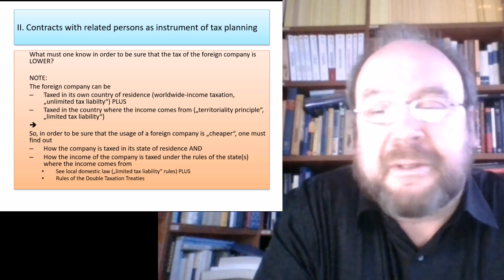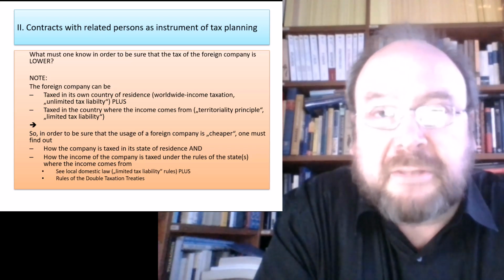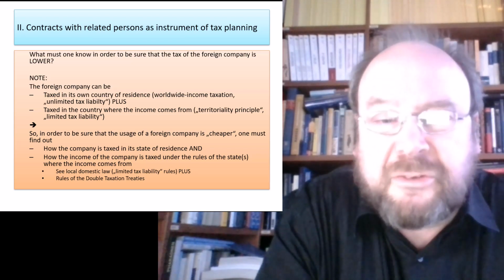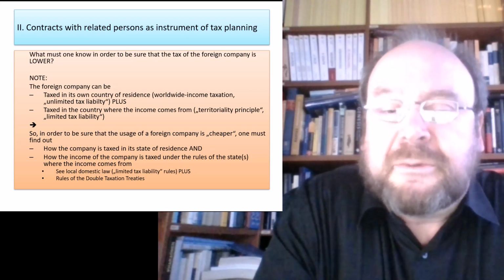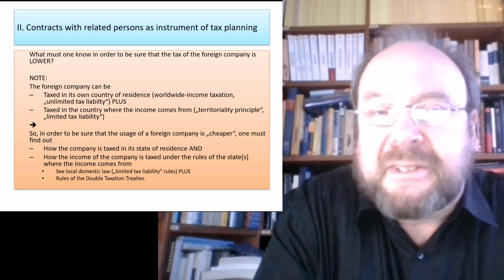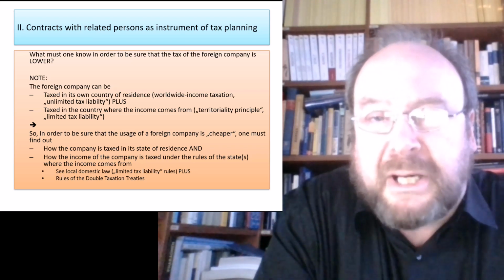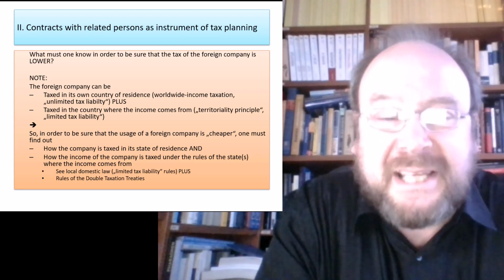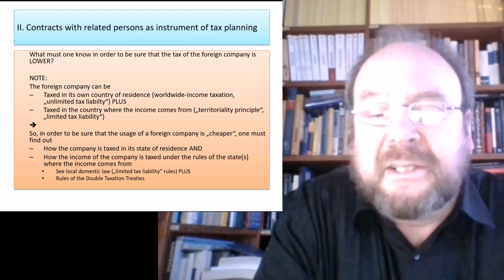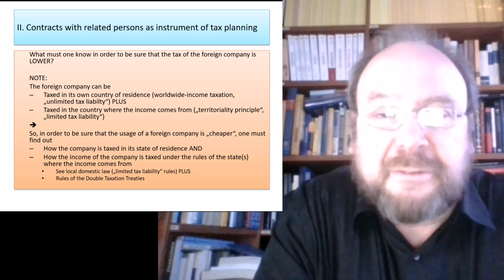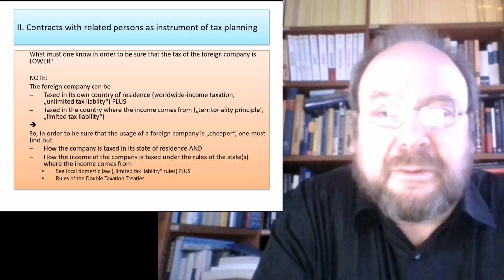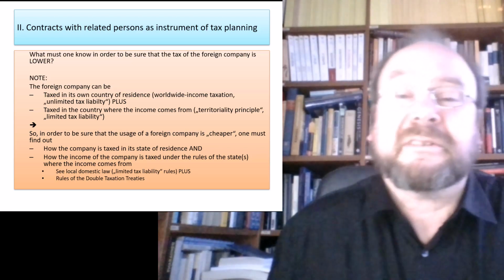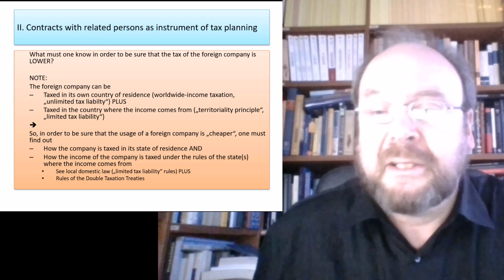Let's just sum up. Naturally, that flow of income could be taxed where it comes from and where it goes to. So you have to check that the usage of that foreign company is cheaper by checking the treatment of that company in its state of residence and how the income is taxed under the rules of the state where it comes from. For that, you need to know their national, so their domestic law, and the rules of their double taxation treaties and how they apply them.